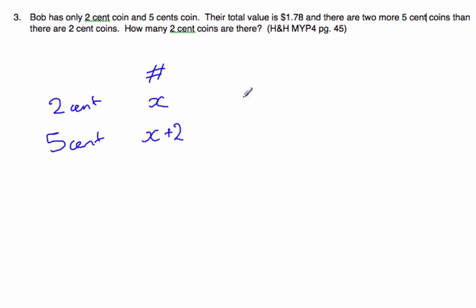There are 2 more 5-cent coins than 2-cent coins. It's usually easier to make the smaller one x, so I know less about the 2-cent coin. The number of 2-cent coins is smaller, so I make that x. The value of all our 2 cent coins is 2 times x. So if we've got 10 2-cent coins, we've got 20 cents. And the value of our 5-cent coins is 5 times x add 2.